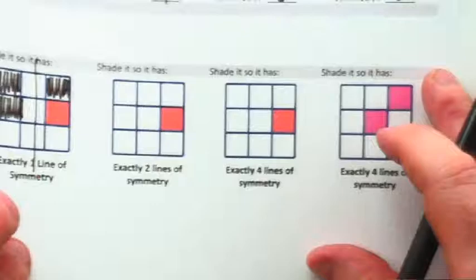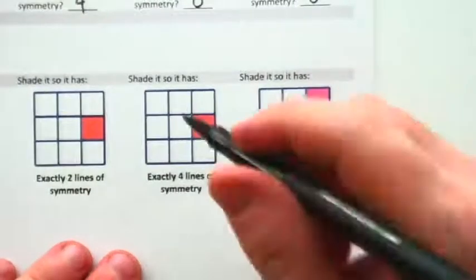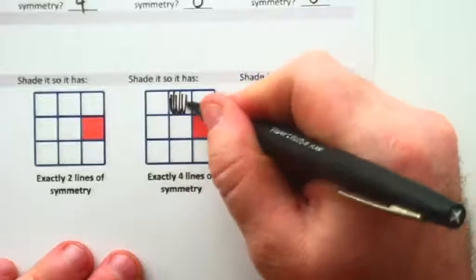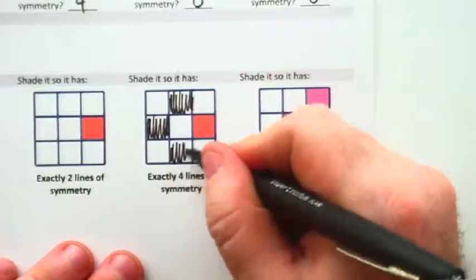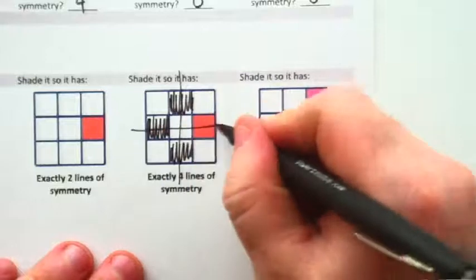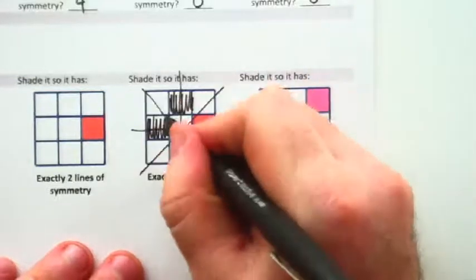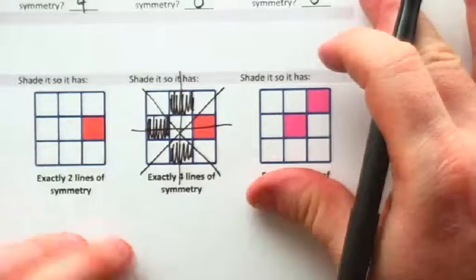Let's do a different one. Let's do this one where it wants 4 lines of symmetry. Well, I could do this, this, and this. I would create one here, one here, one here, and one here, and so on.